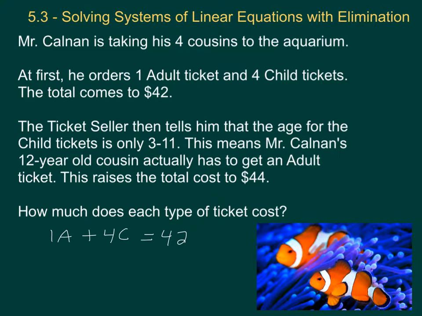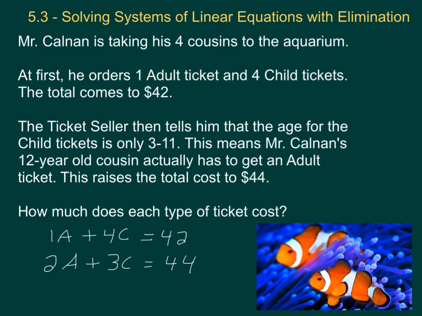My second equation is going to come from the second scenario, where one of my cousins, who's 12 years old, actually is getting an adult ticket. So now instead of 1 adult ticket, I'm getting 2. So 2 adults. And one of the 4 child tickets before is now going to be getting an adult ticket, so that's down to 3 child tickets. And that has raised the cost up to $44. Okay, so when we look at this here, I have 2 equations.